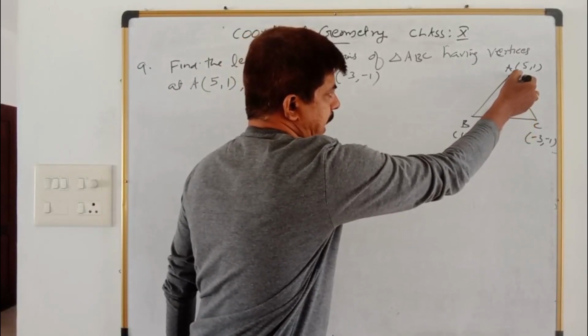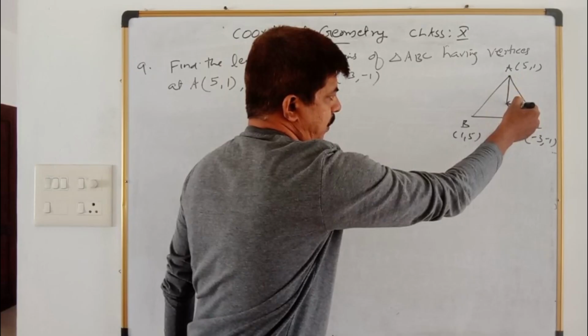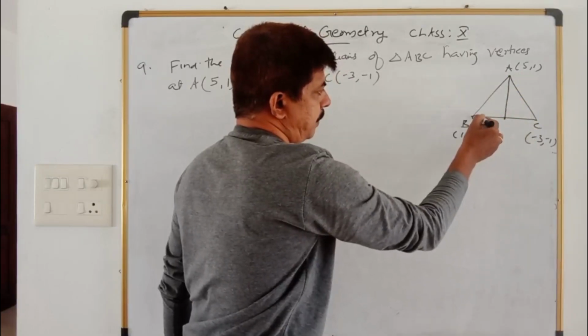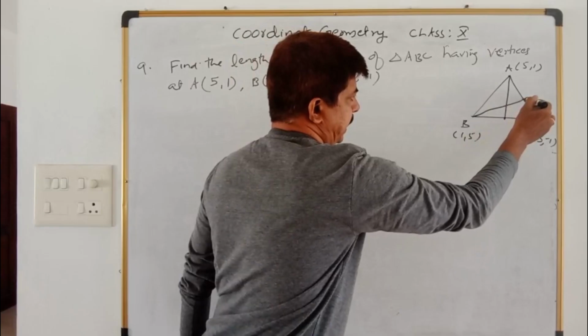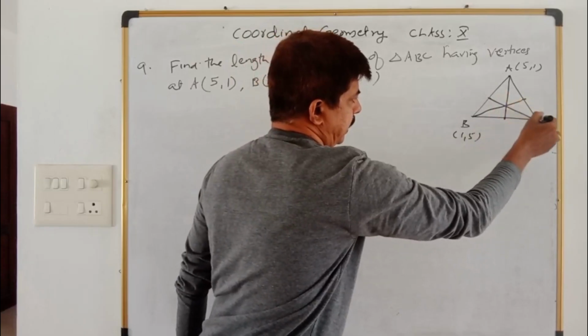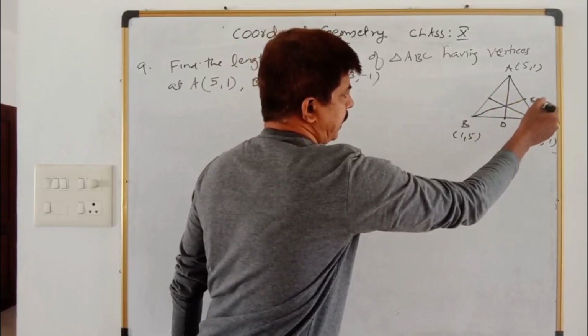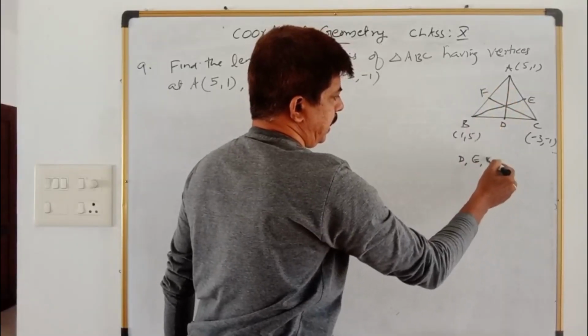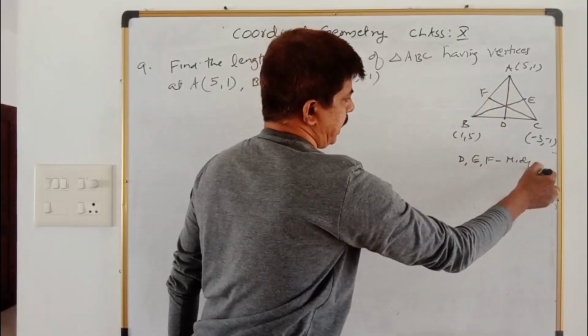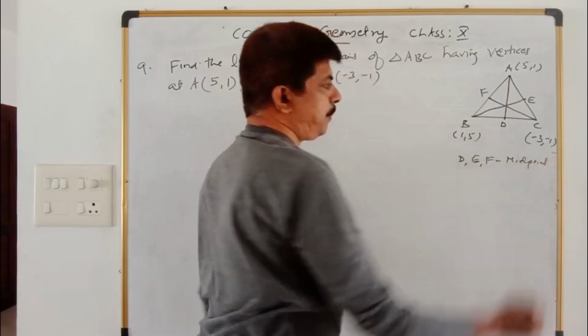A median is a line segment from the vertex to the midpoint of the opposite side. Like that, from B we can draw another median, so this is another median. Three medians can be drawn. This is D, E, F. D, E, F are midpoints. They are not medians. They are midpoints of the sides.